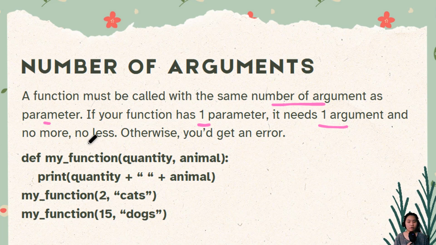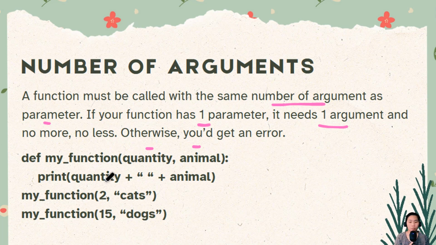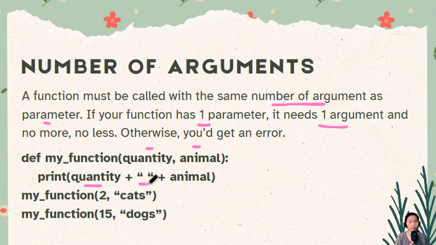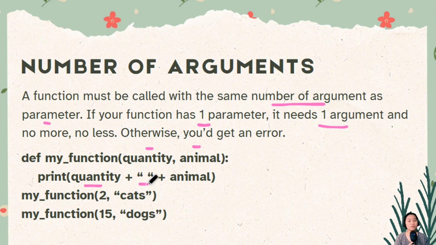We'll start with def my_function. We have two parameters, quantity and animal. Print quantity plus " ", this is a spacing, okay? Because with strings, it just goes like that. There's no extra padding, no extra margin. You have to add your own spacing, your own new lines and breaks and whatnot, plus parameter animal.